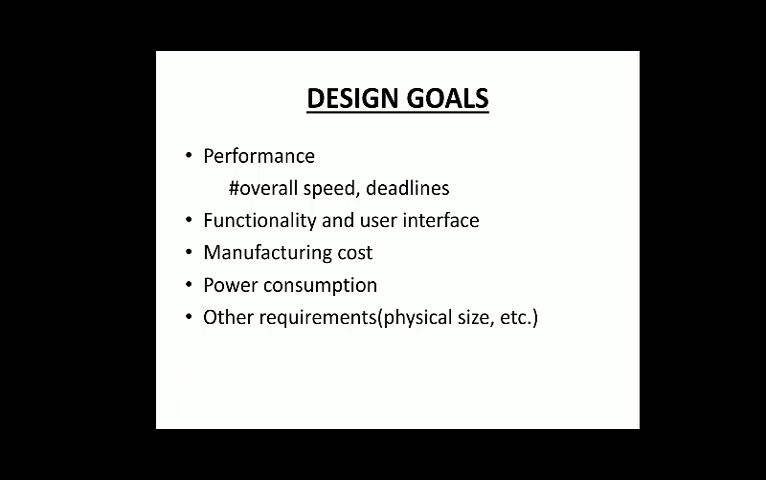So what are the design goals? First is performance, that is overall speed and deadline. Next is functionality and user interface. It should be smooth, user friendly, functional, have good speed, and meet deadlines. Manufacturing cost, that is NRE cost. NRE cost means non-recurring engineering cost. And production cost. Next we have power consumption. We have to minimize the power consumption, and other requirements like physical size. We cannot create a mobile phone with 1 kilowatt of weight; nobody will buy it.